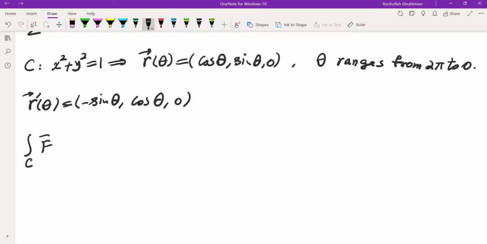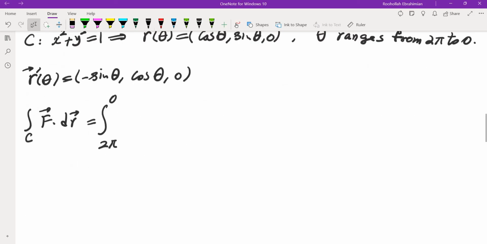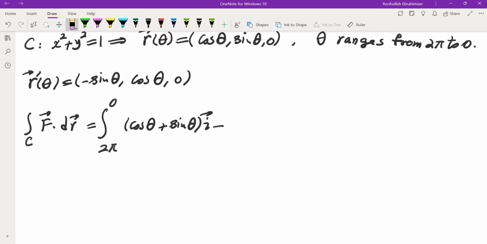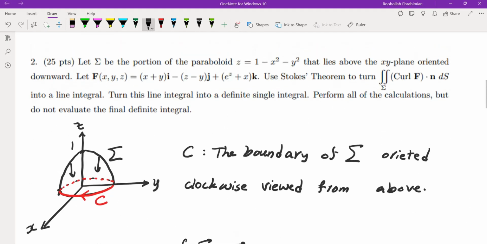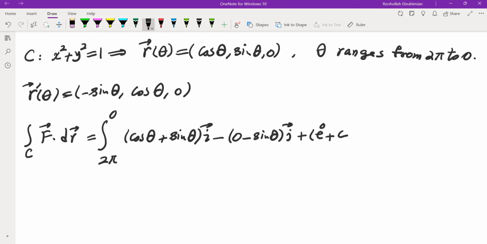So the line integral that they gave us is going to be the integral from 2 pi to 0 of F. We'll have to plug the parametrization into F. It would be (x plus y) i, so cosine theta plus sine theta, i, minus (z minus y) j, so it's (x plus y) i minus (z minus y) j, plus (e to the z plus x) k, which is e to the 0 plus cosine of theta, k. We'll then find the dot product of that with r prime of theta, which is negative sine theta, cosine theta, 0, d theta.